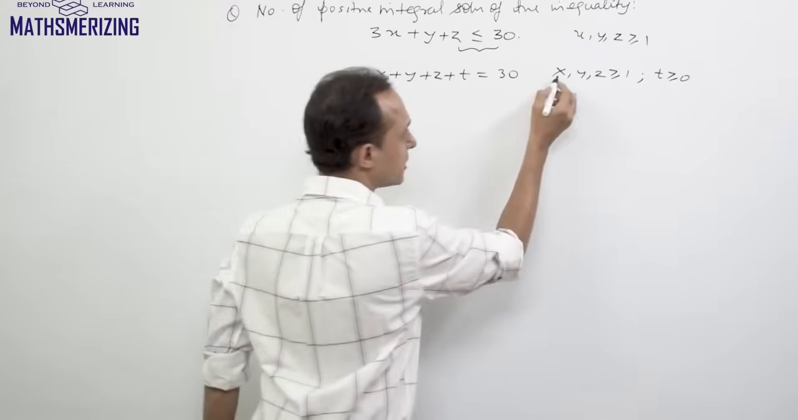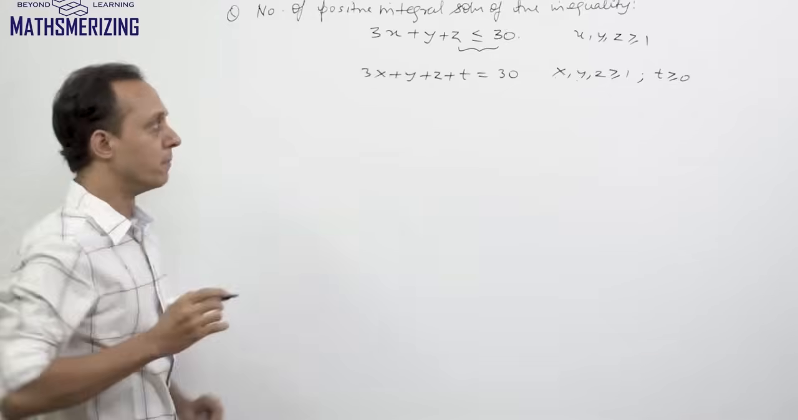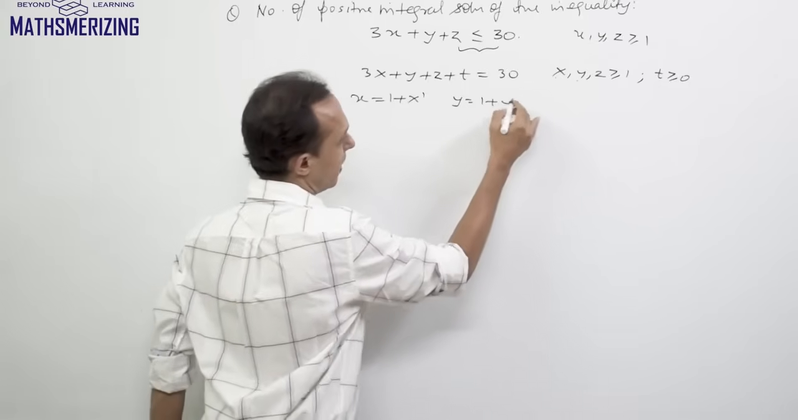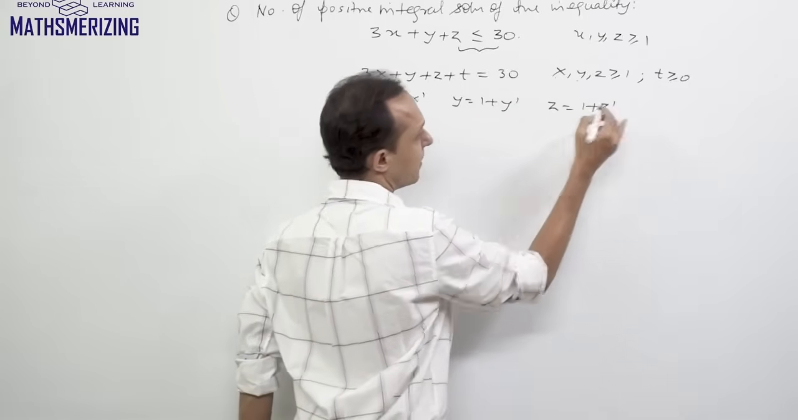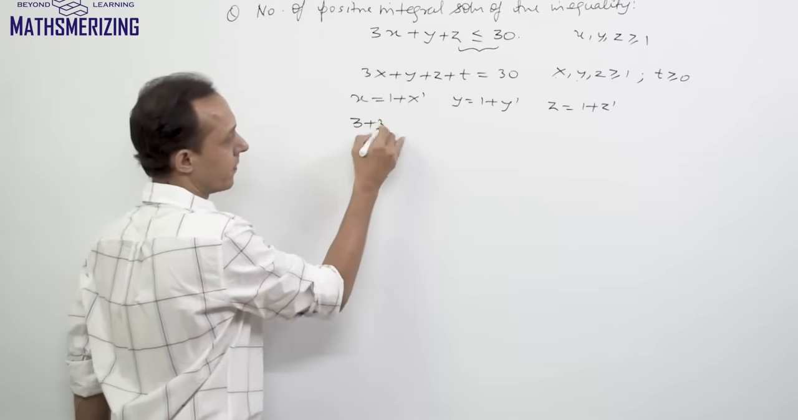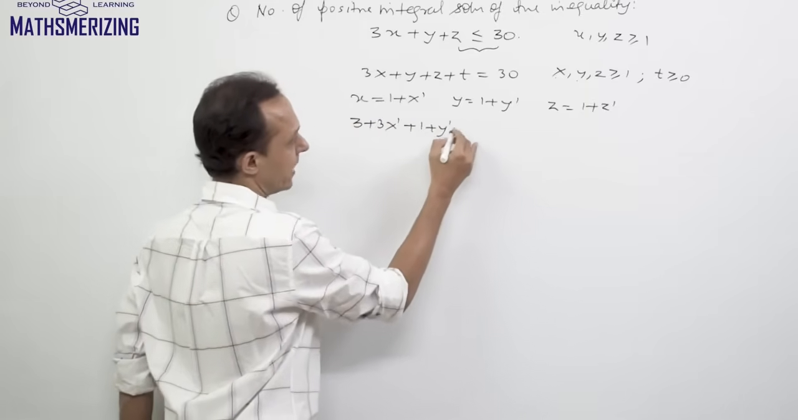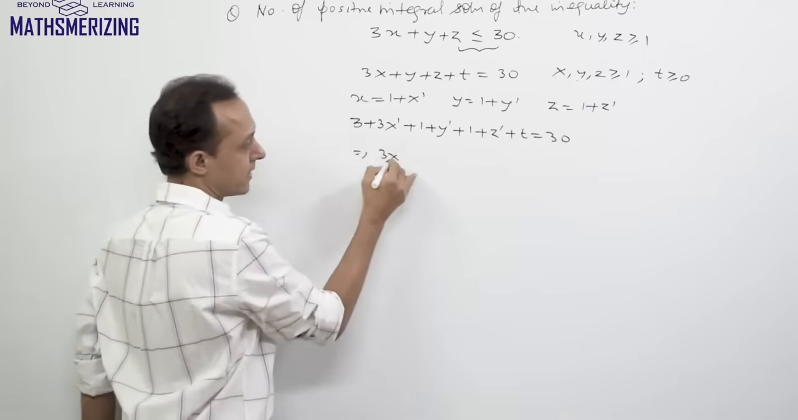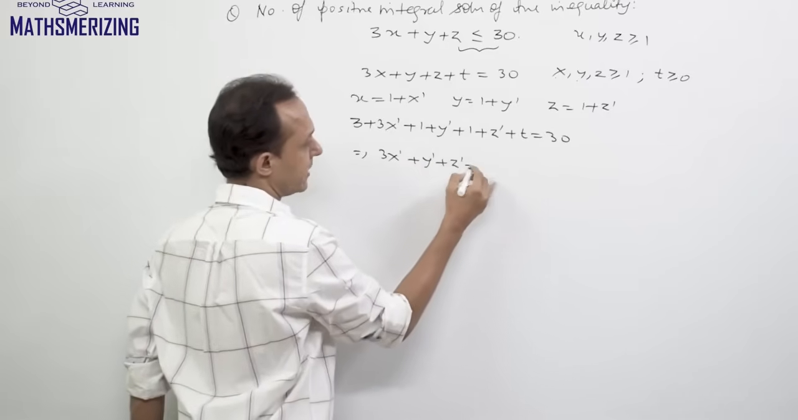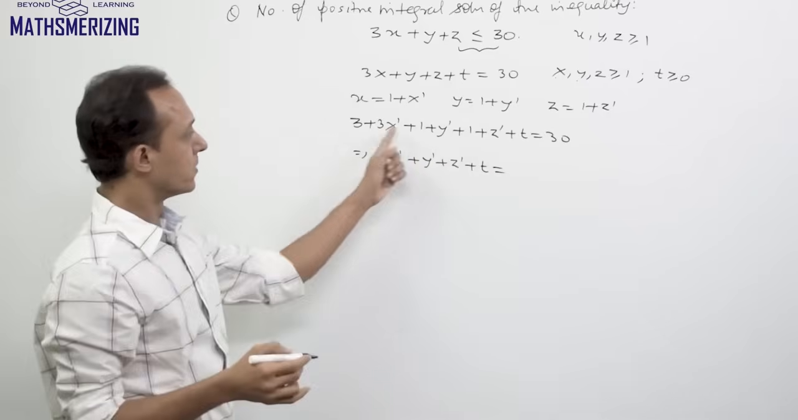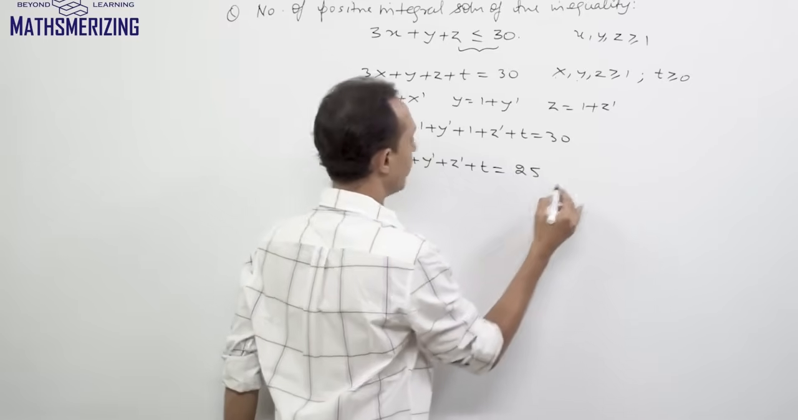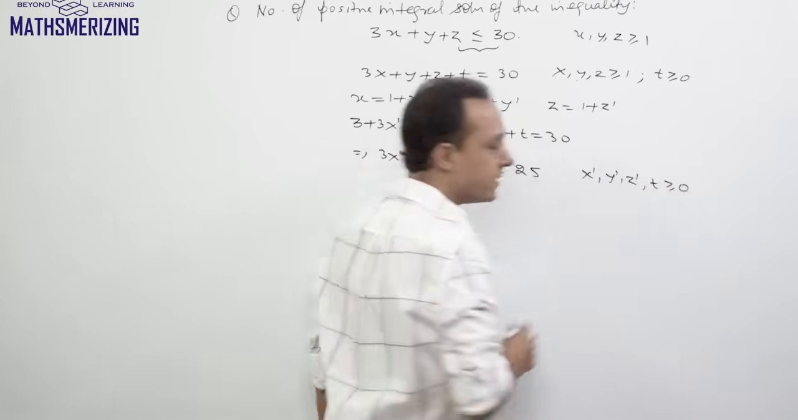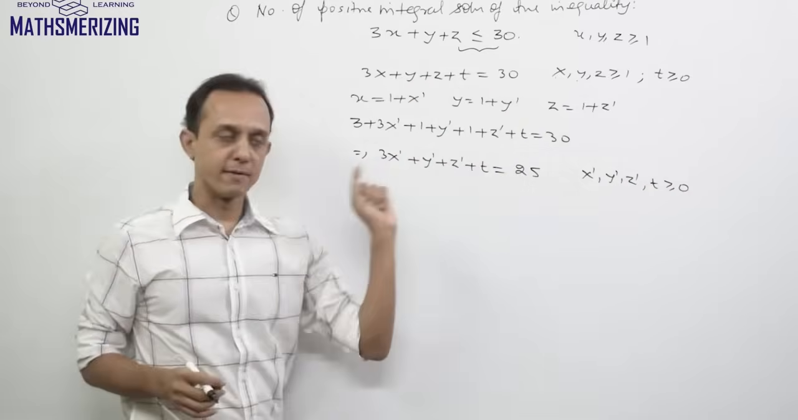Now I'll also change these x, y and z so that I can have symmetry in the problem. So I'll replace x with 1 plus x dash, y with 1 plus y dash, and z with 1 plus z dash. I'll get 3 plus 3x dash, 1 plus y dash, 1 plus z dash plus t equals 30. So I'll write this equation as 3x dash plus y dash plus z dash plus t equals 25, where each of x dash, y dash, z dash and t should be 0 or greater than 0. Now we need to solve this equation.